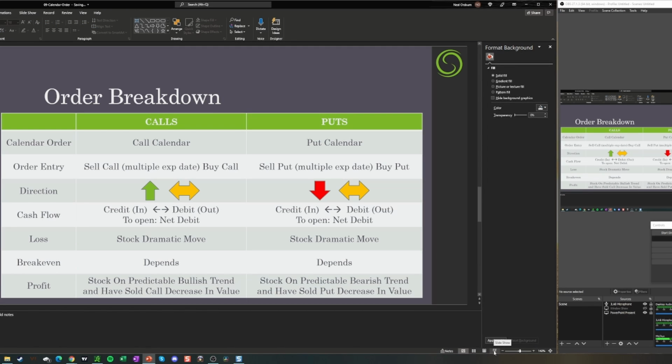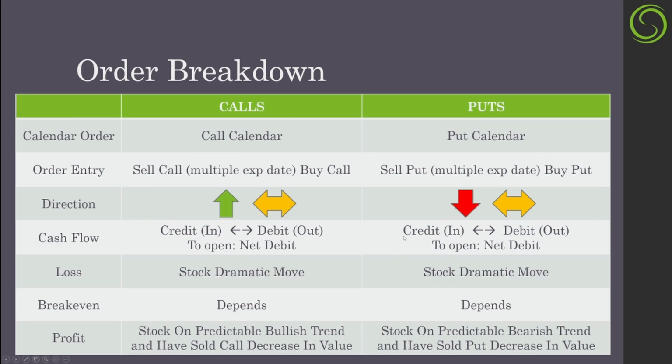On the put side, it's very similar. We're going to sell a put near-term with multiple expiration dates in between, and then we'll buy a put on the long term. We're looking for a stock that is on the decline or kind of going sideways. We're going to take a credit in on the near-term put that we sold, and we will have a debit and cash going out on the long-term put. But again, to set up the trade, it will be a net debit.